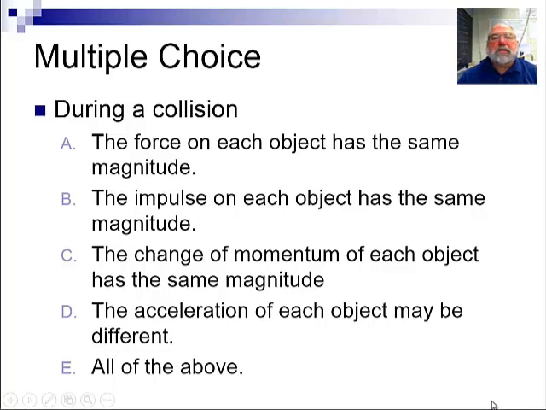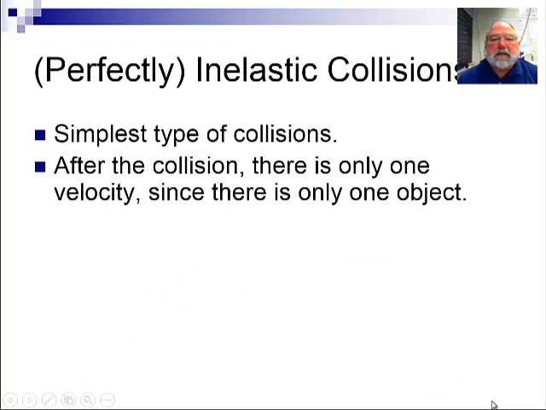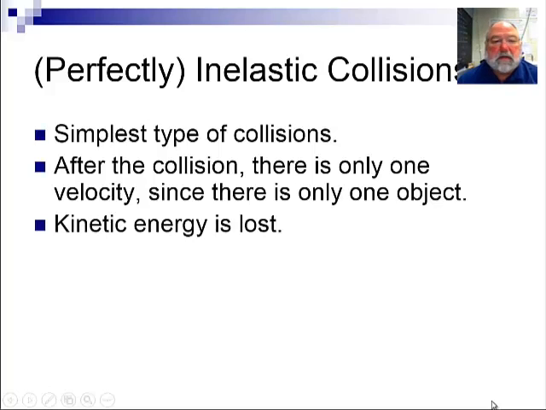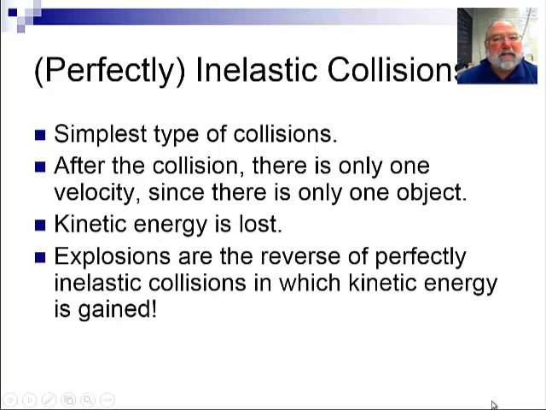Welcome back. So these perfectly inelastic collisions are the simplest type of collisions. After the collision, there is only one velocity, since the two objects have merged into a single object that has a mass of their combined masses. Kinetic energy is lost. Where's that energy go? Well, think about it. Explosions are the reverse. We looked at explosions in the last video. Explosions are basically the inverse of the inelastic collision.